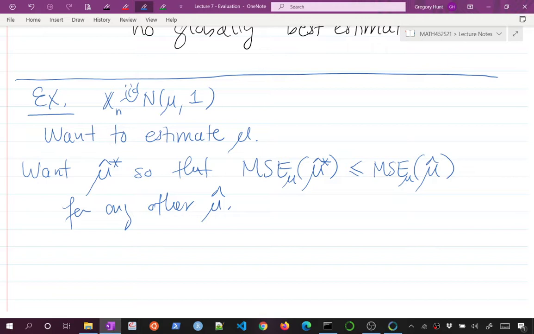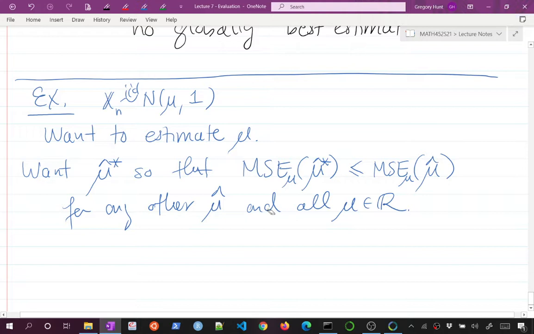So we don't know what the truth is, hence we want to estimate it. Could be that mu is equal to 3, could be that mu is equal to 7 or 2.5 or whatever. And we want an estimator mu hat star so that its MSE is lower than any other mu hat, for all possible values of mu. So we're going to say it's the best if it's not just for a particular value of mu. It has a lower MSE, but we want it for all of them.